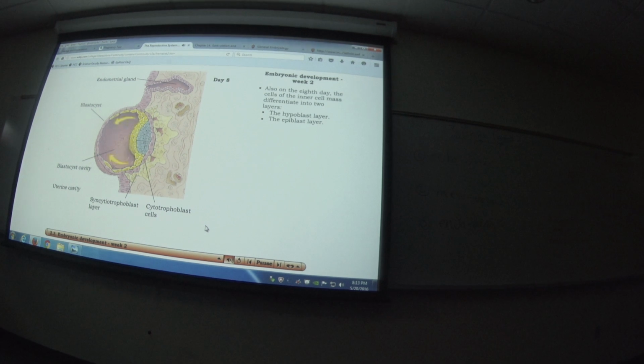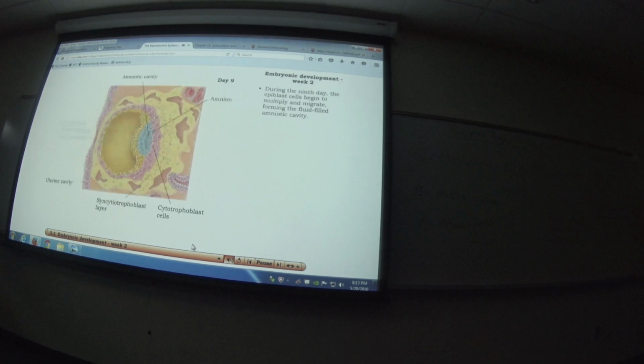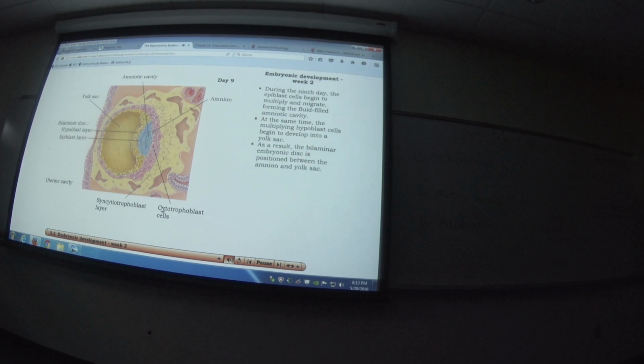Don't worry. Also on the 8th day, the cells of the inner cell mass differentiate into two layers. Together, the hypoblast and epiblast layers form the flat bilaminar embryonic disc. During the 9th day, the epiblast cells multiply and migrate, forming the fluid-filled amniotic cavity. So now we're starting to break those into layers. At the same time, the multiplying hypoblast cells begin to develop into a yolk sac. As a result, the bilaminar embryonic disc is positioned between the amnion and yolk sac.